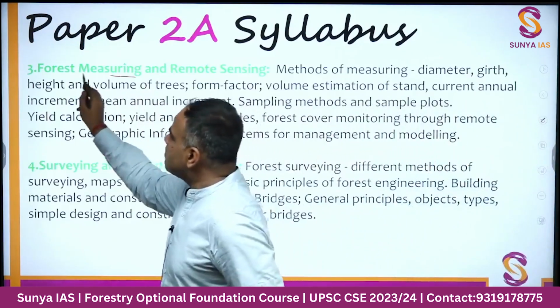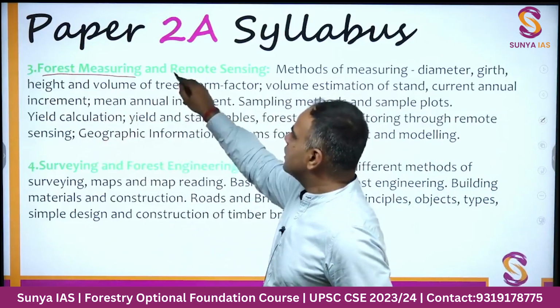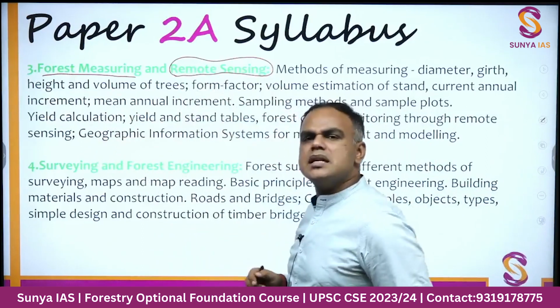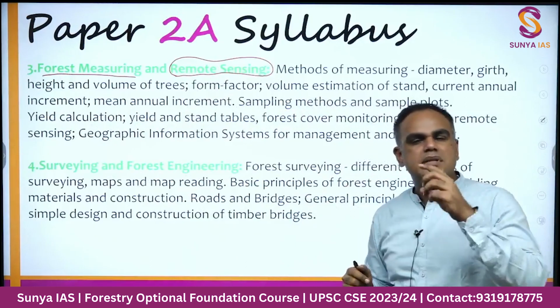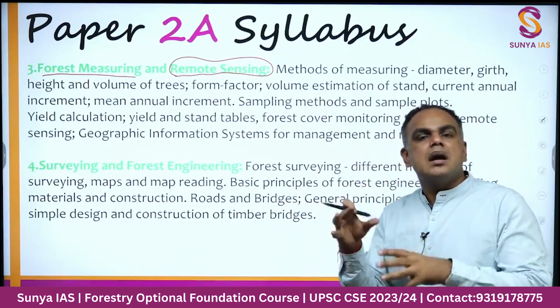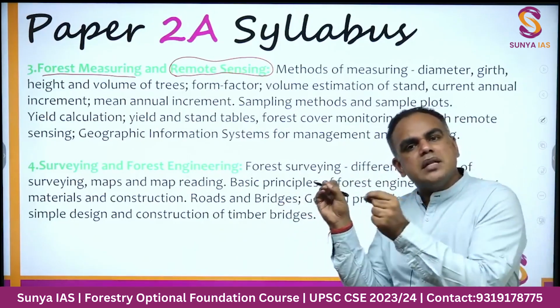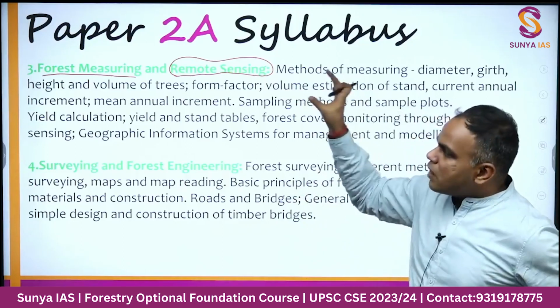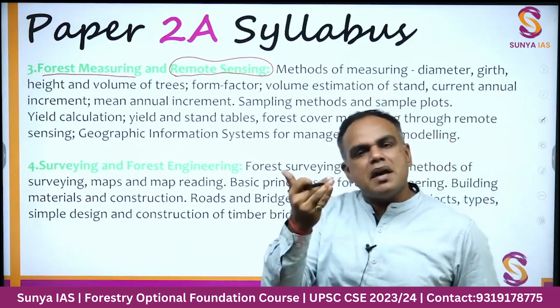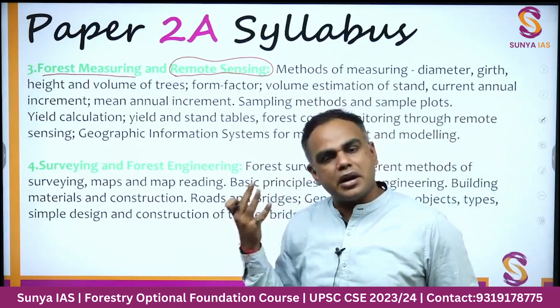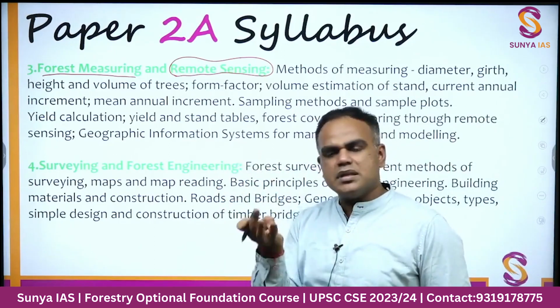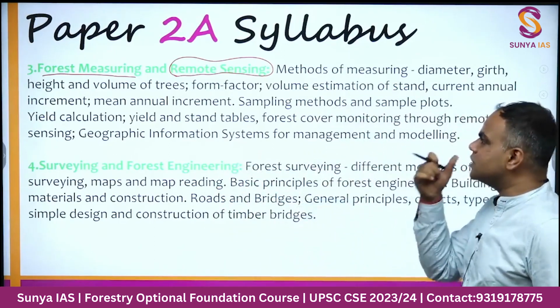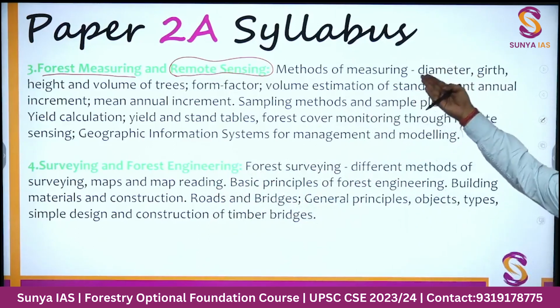Then forest measuring, this is the mensuration part of it, and remote sensing. Remote sensing is relatively easier, okay. We'll see the different types of satellites, the bands, and how GIS and remote sensing work. But forest measuring requires some effort from your side also, right. I'll try to minimize that effort for you. We'll see different formulas, how to understand all of this, form factor, volume estimation methods, okay.